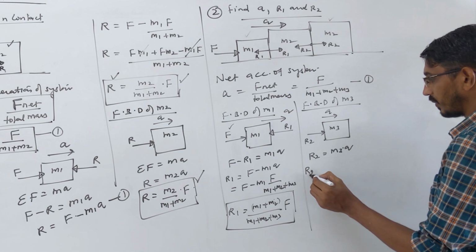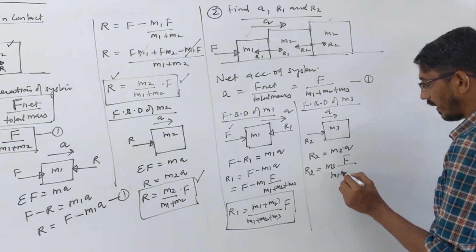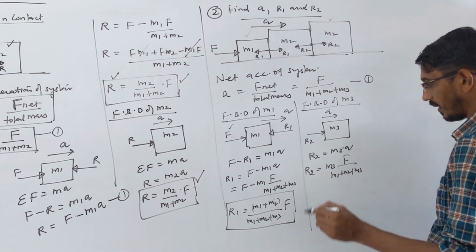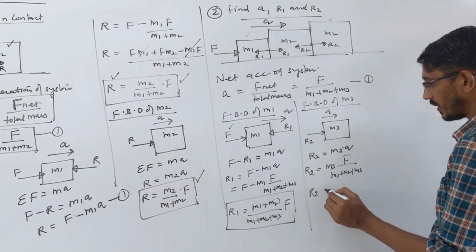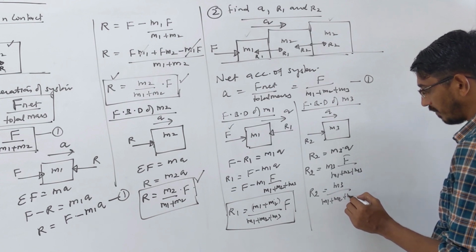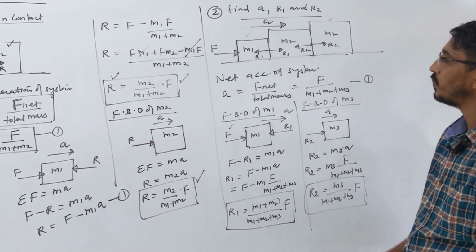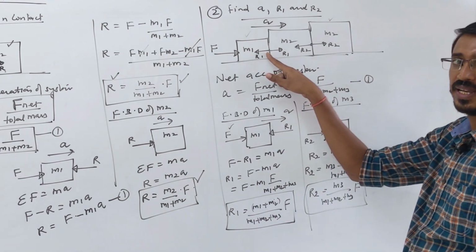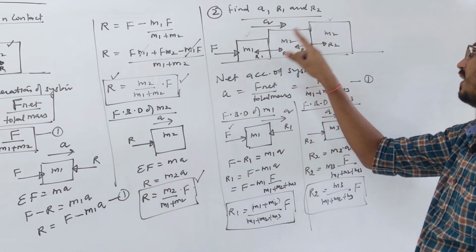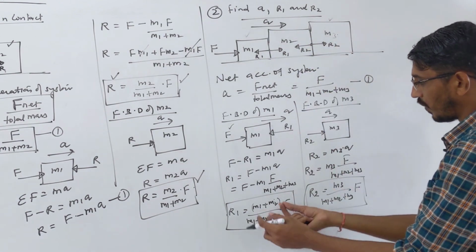R2 is M3 into A, and A we already calculated, F upon M1, M2, M3. So that's your answer. R2 is simply M3 by M1 plus M2 plus M3 into F. So understand the pattern. Suppose you are finding reaction R1, then how many masses are ahead of this? M2 and M3, right?